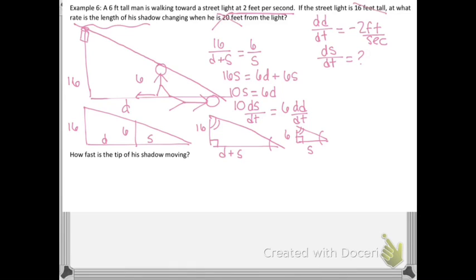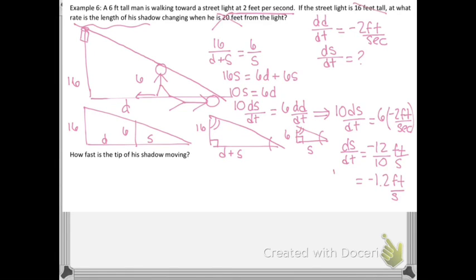So plugging into our derivative, we're going to get that 10 ds dt is equal to 6 times negative 2 feet per second. So dividing by 10, we're going to get negative 12 tenths feet per second, or negative 1.2 feet per second. So as he's moving toward the street light, his shadow is getting smaller.